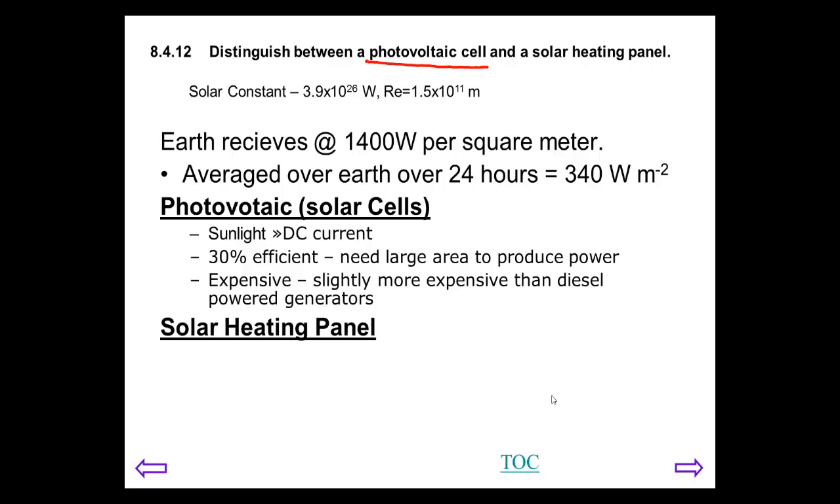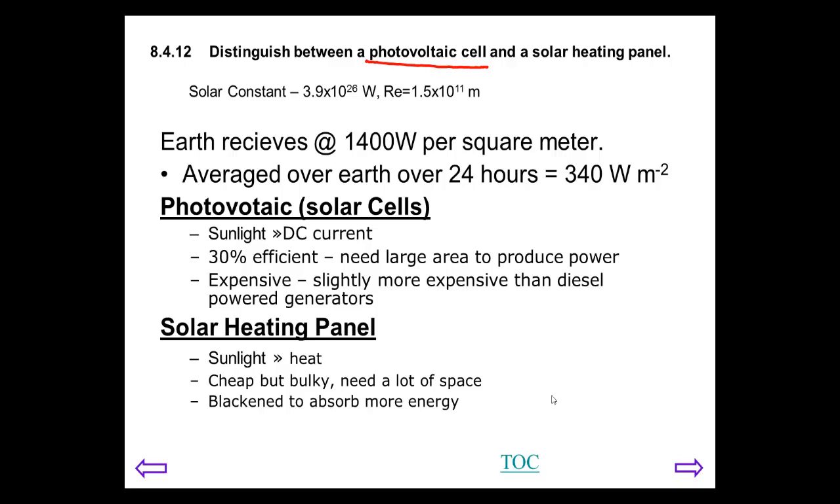On the other hand, we have a solar heating panel. This is where sunlight is converted directly into heat, thermal energy. It's fairly cheap and it's quite bulky. People put it on their roofs, for example. So you need a lot of space to be able to basically heat up some cold water. And it's blackened to absorb more energy.